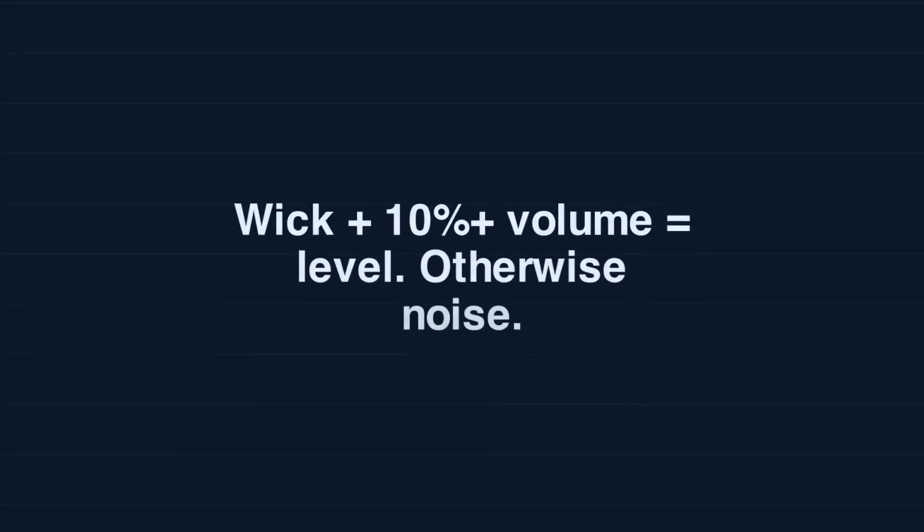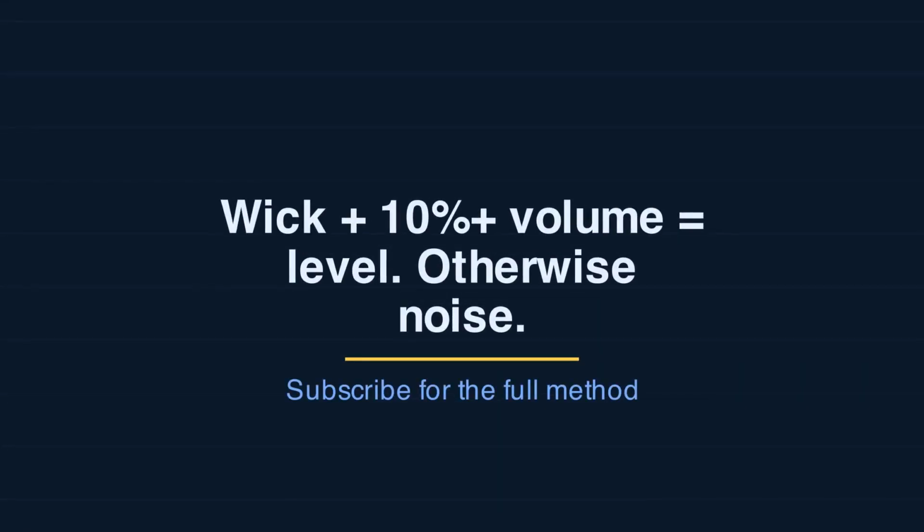So, pre-market high and low are not automatic levels. Thin pre-market volume creates wicks that look like levels but have no participants behind them, and regular hours respects only the levels with real volume. Use the 10% of normal volume threshold to filter. Above it, the level is real. Below it, it's noise.